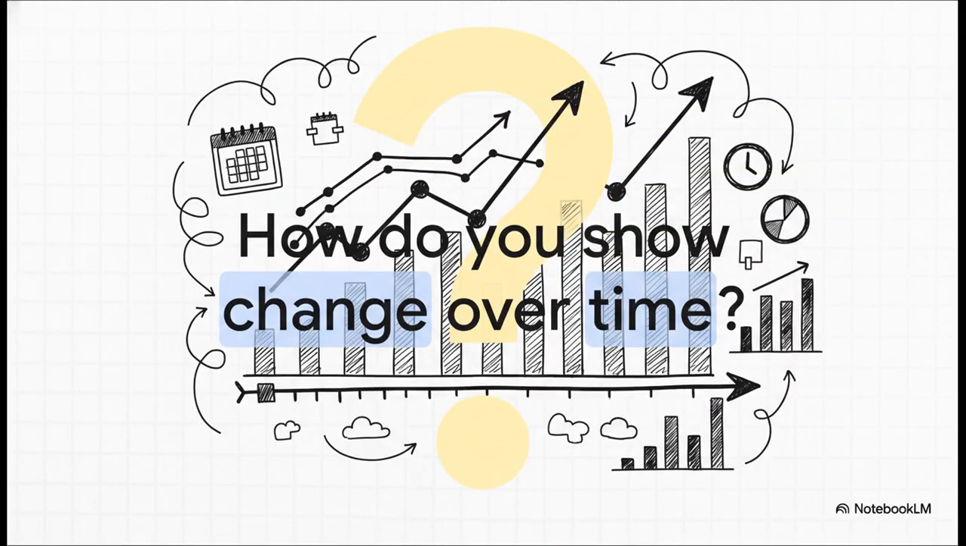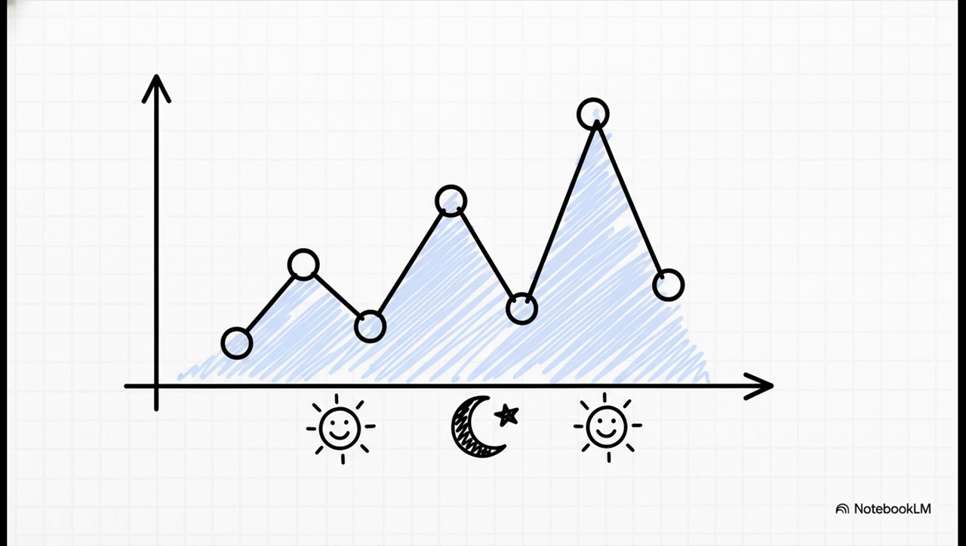So let's talk specifics. Imagine you're tracking something over time, maybe sales per month or website visits per day. What's the best way to show that? Your go-to is going to be a line plot. It's simple, it's classic, and it's absolutely perfect for showing how a single value evolves.